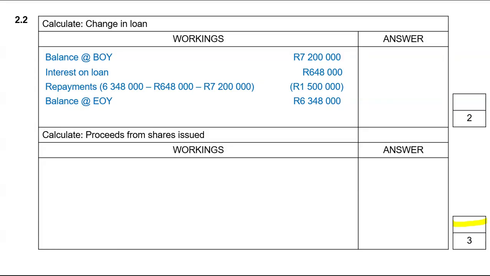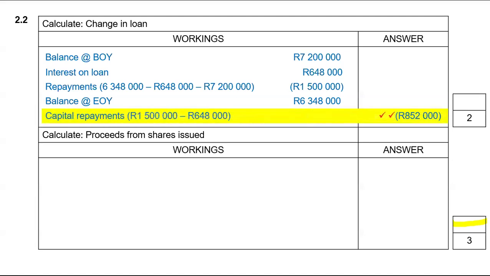And here, when they say change in loan, they're looking for the amount that will be recorded under financing activities as repayment of the loan, which is normally your repayment minus your interest. And that will give you 852,000. Got it? We good?